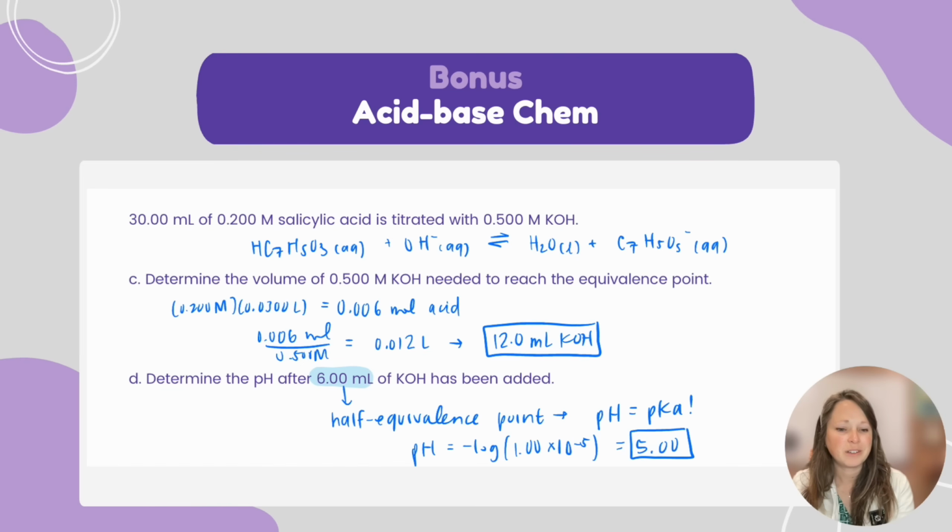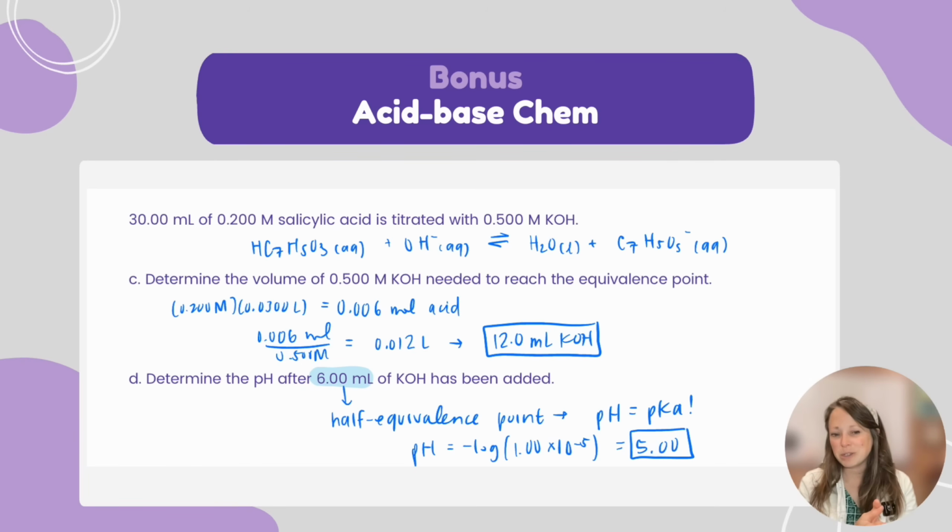All right, so now if we then wanted to determine the pH after 6 mils of potassium hydroxide has been added, we're going to think, well, wait, that's half the volume it takes to get to the equivalence point. I know what's happening at the half equivalence point. The pH is equal to the pKa.